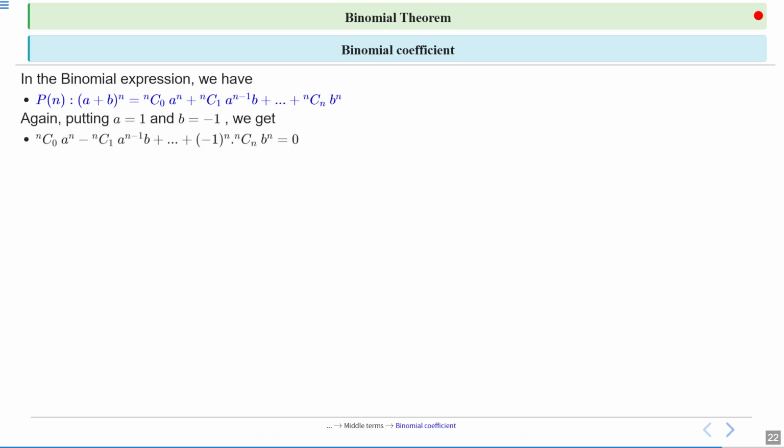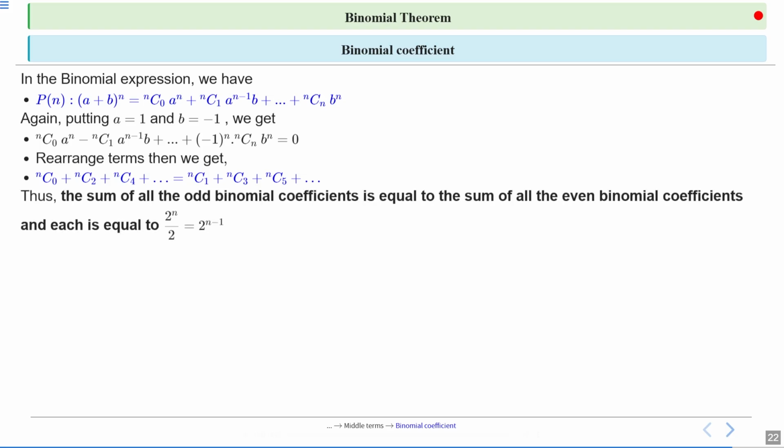Again, putting a equal to 1 and b equal to minus 1, we get nC0 a to the power n minus nC1 a to the power n minus 1 times b plus ... plus (-1) to the power n nCn b to the power n, which is equal to 0. Rearranging the terms, we get nC0 + nC2 + nC4 + ... equal to nC1 + nC3 + nC5 + .... Thus the sum of all the odd binomial coefficients is equal to the sum of all the even binomial coefficients, and each is equal to 2 to the power n upon 2, that is 2 to the power n minus 1.